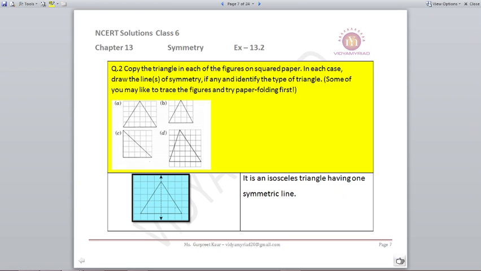Copy the triangle in each of the figures on a square paper. In each case draw the lines of symmetry. Now in the first case it's given as one triangle and it looks like an isosceles triangle. So I can make one symmetrical line from the center.